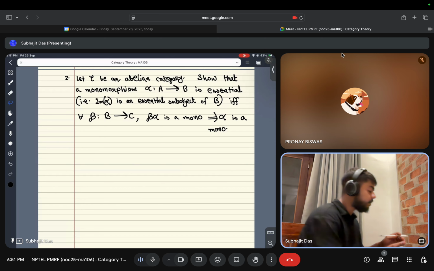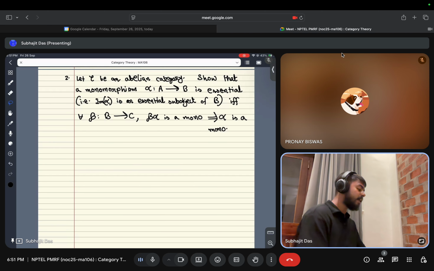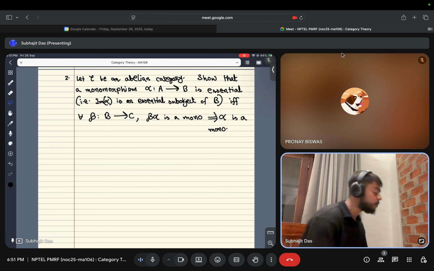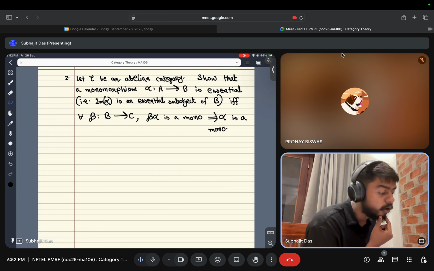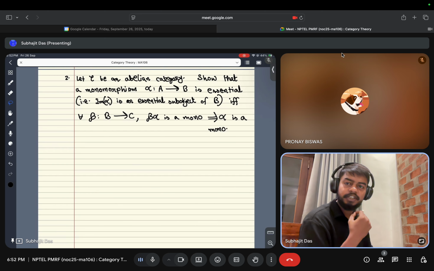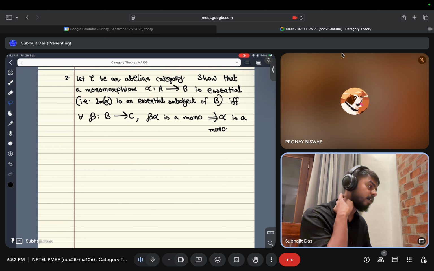Yeah. So this is our question. What we are given is an abelian category C. Just an abelian category. We don't assume anything extra. What we want to show is that a monomorphism alpha in our abelian category from A to B is essential if and only if for all morphisms beta from B to C, beta alpha is a monomorphism implies alpha is a monomorphism. So we'll break the statement down one by one. But before that, since I believe he has proven the Freyd-Mitchell embedding theorem, he has also talked about essential monomorphisms and injective hulls or envelopes.